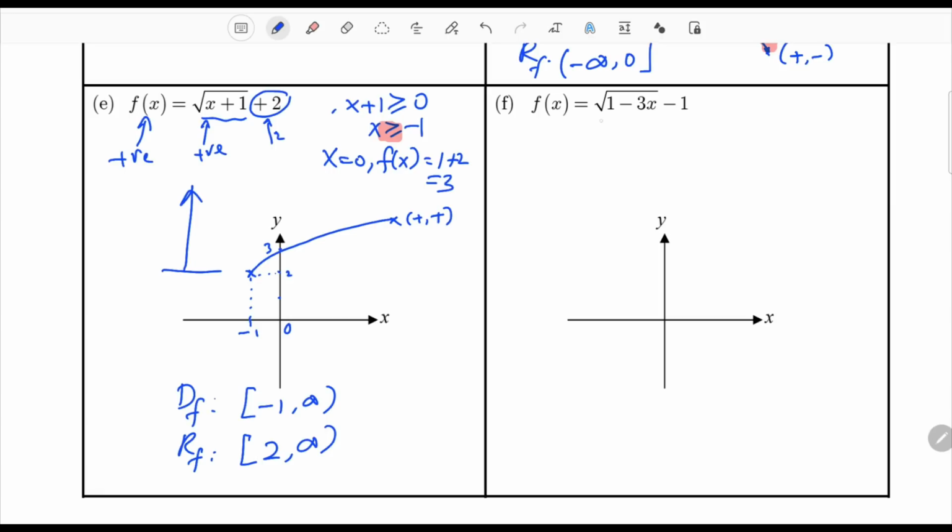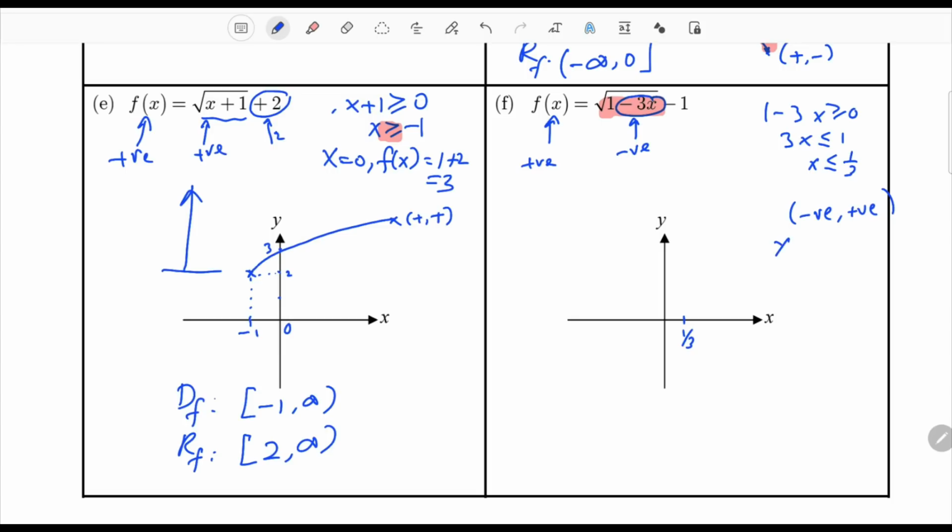f(x) equal to square root of 1 minus 3x. So under the square root, we have 1 minus 3x. Okay, so 1 minus 3x greater than or equal to 0. So we have 3x less than or equal to 1, x less than or equal to 1 over 3. So where is your 1 over 3? Somewhere here. Okay, next we look at the signs of the x. So this is negative, this is positive. So that will be negative, positive. So where is negative, positive? That will be in the second quadrant.